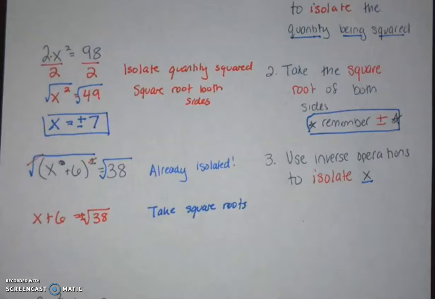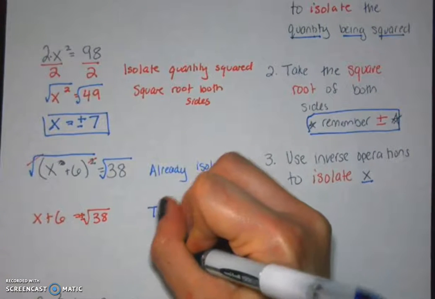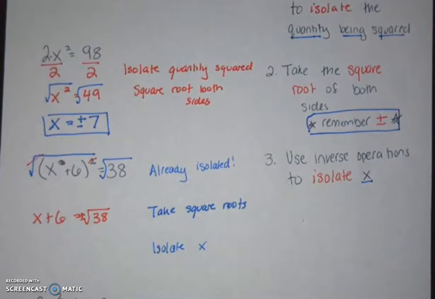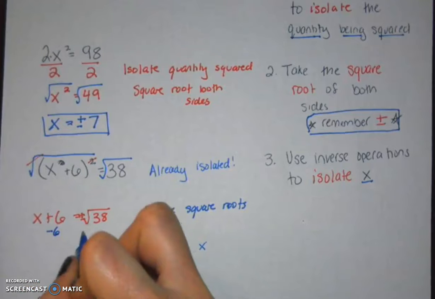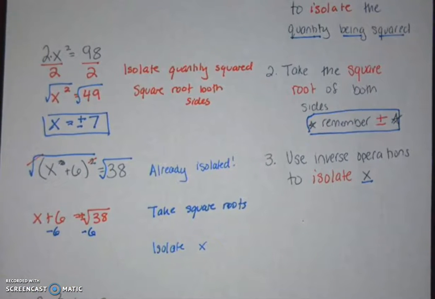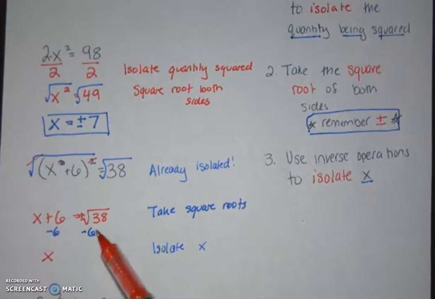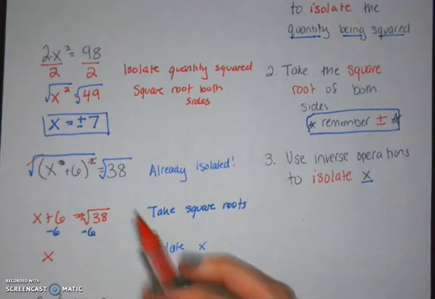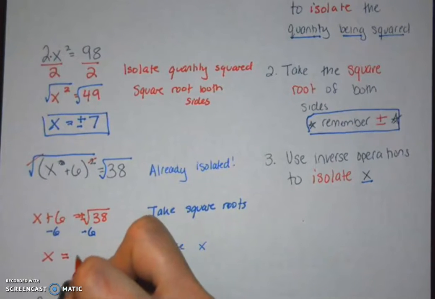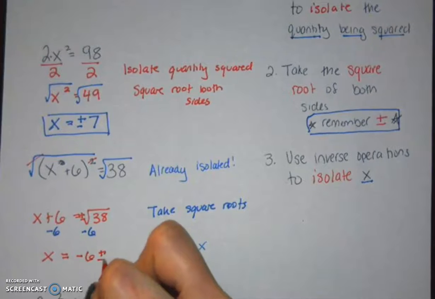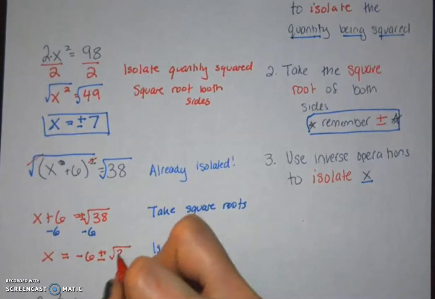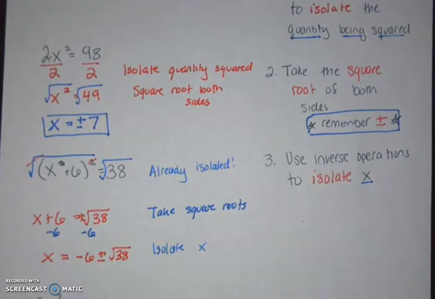And now we are going to isolate x. If I want to get x by itself, I am going to subtract 6 on both sides. And think back to when we learned about simplifying radicals. These radicals are not like terms. This guy does not have a radical, whereas this one does. So we are going to write our answer as negative 6 plus or minus the square root of 38.